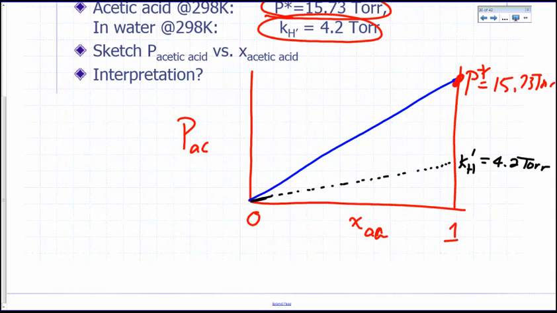Now, that doesn't mean that solutions of acetic acid in water will have vapor pressures given by this line. What we know about Henry's law is it tends to be valid at very low concentrations. So a real solution might have your vapor pressure right here or right here, or right here. So it's not going to be exactly on that line. If you have a solution that happens to be on this line, then we say it's an ideal dilute solution, as far as Henry's law is concerned.